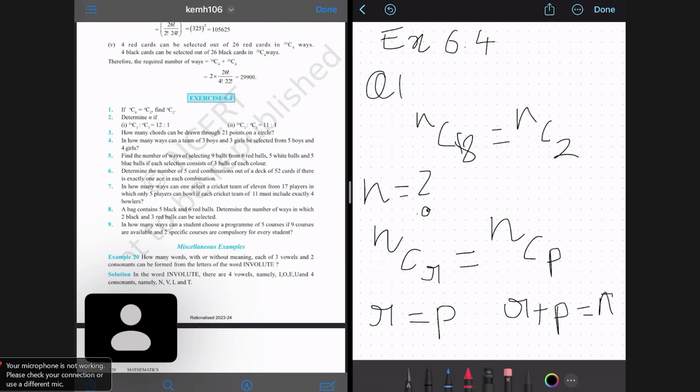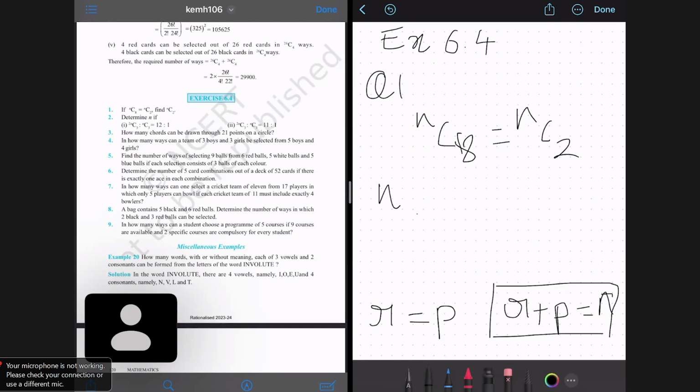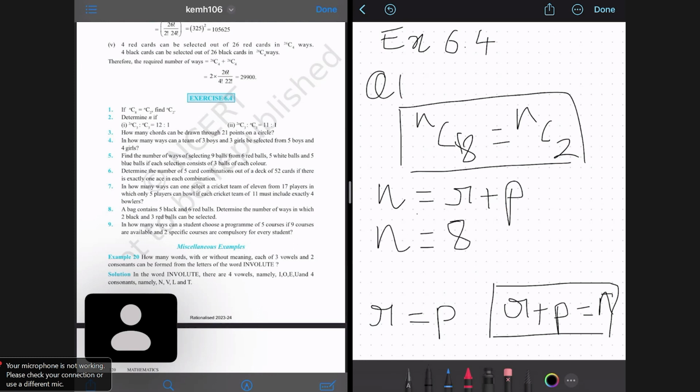Correct. So as we can see, in this case, r and p are not equal because r is given to us as 8 and p is given to us as 2. So the only other condition that can be true is r plus p equal to n. When we apply this condition in our question, we get n is equal to r plus p, and let's plug in the values of r and p from the statement given in the question. r will be 8 and p will be 2. So the value of n is equal to 8 plus 2, which is equal to 10.